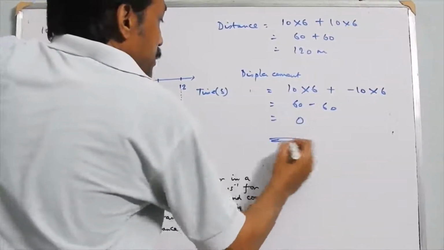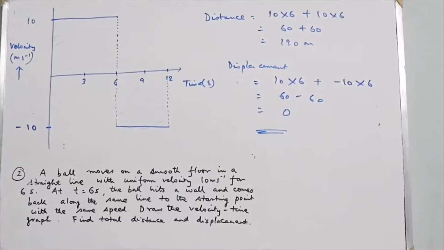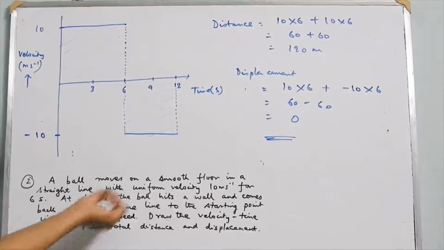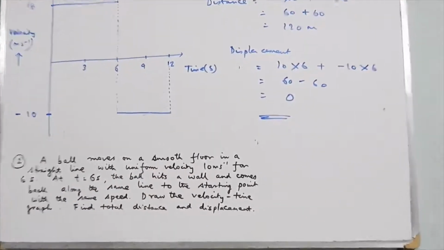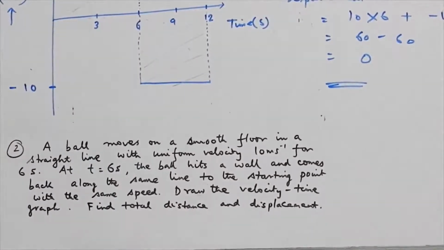So displacement is 0. Even without calculation we can say that the displacement is 0, because the question says that the ball hits the wall and comes back along the same line to the starting point. So if the ball again comes back to the starting point, obviously its starting point and finishing point are both the same, and so the displacement is obviously 0.